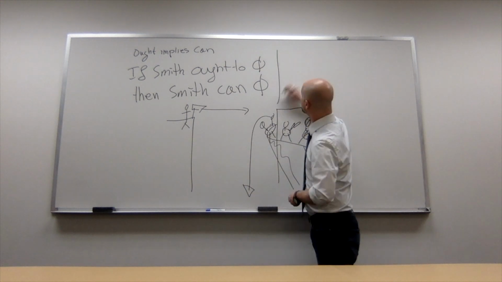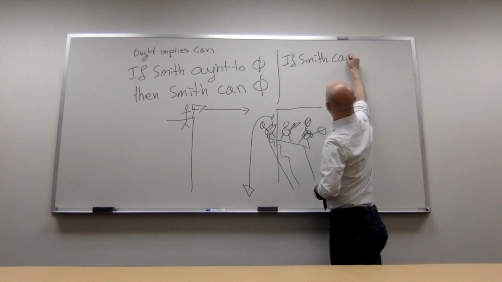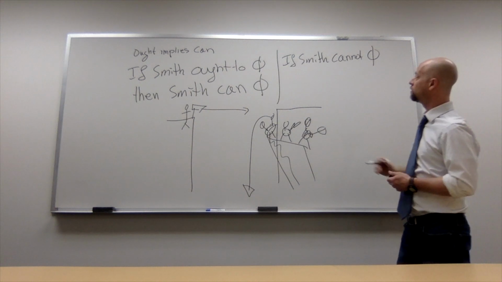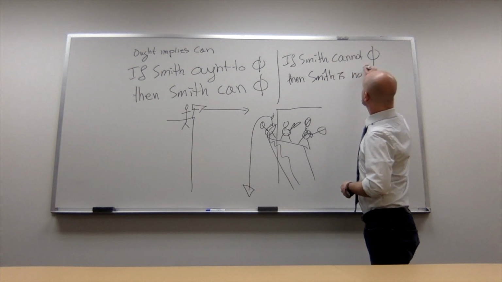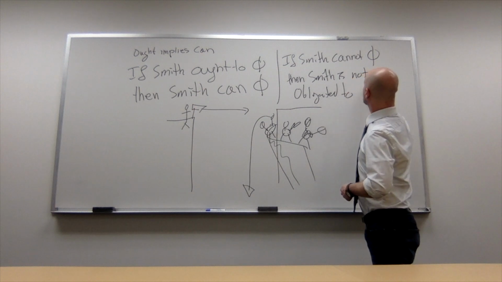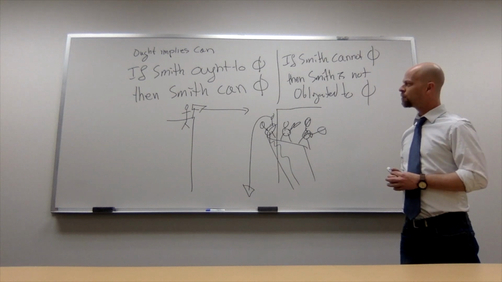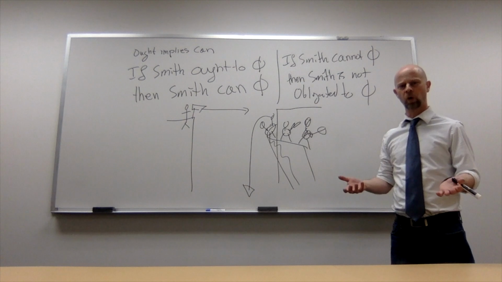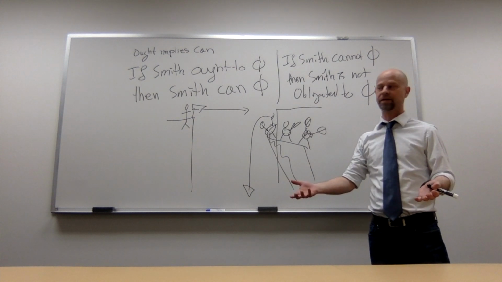If you ought to save the child, then you can. But if Smith cannot, if it's not within your power to save the child, then Smith is not obligated to. It's not the case that Smith would have an obligation to. So that's the basic understanding of ought implies can, right? If you have a moral ought obligation, it better be the case that you have the ability to do that thing that you're obligated to do.